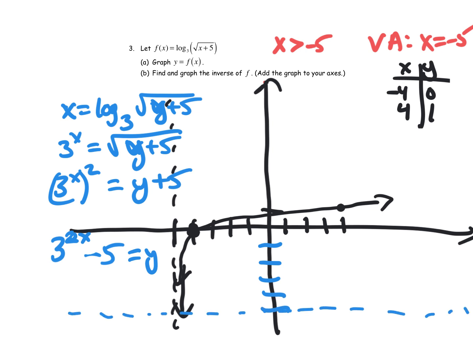And I know I can flip the points I had before. So -4, 0 is now going to be 0, -4. And 4, 1 is now going to be 1, 4. Let's see if we can find the y-intercept. Oh, we already found the y-intercept. And, okay, so let's just draw. Actually, we have enough to just draw it. And again, it should be symmetric across the line y equals x, which it sure seems to be.